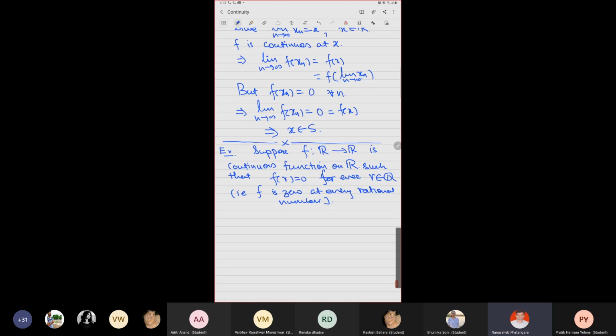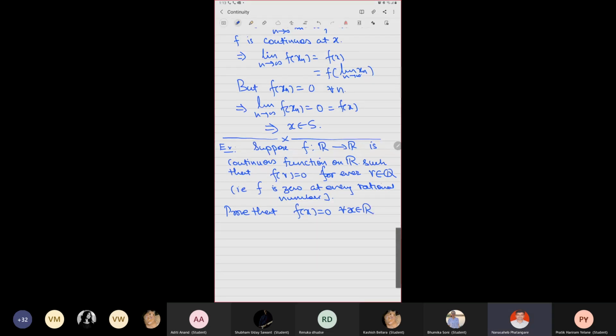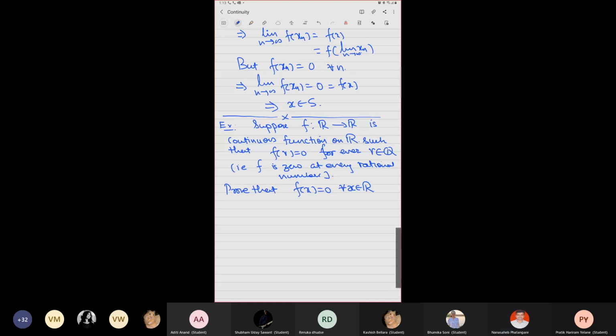So what is the information? The function is continuous and it is 0 at rationals. From that, can you get more information? What is the value of the function at irrationals? It must be equal to 0. Right. Prove that f of x is equal to 0 for every x in R. That means at irrationals also it is 0. And can you use the previous exercise? Yes, sir.